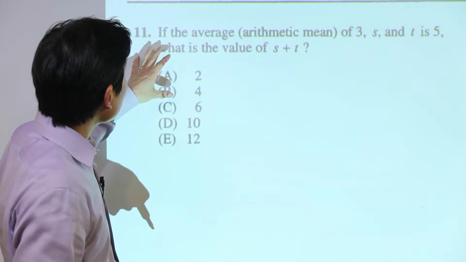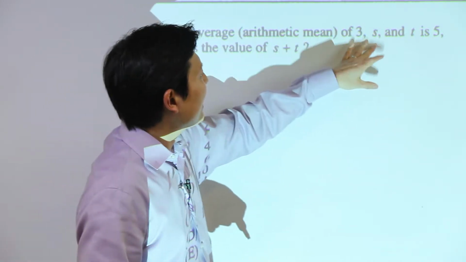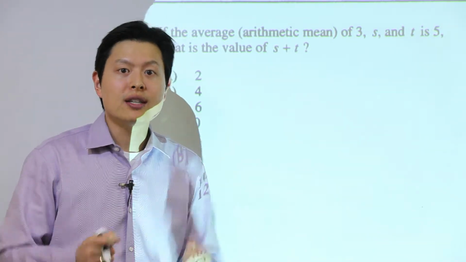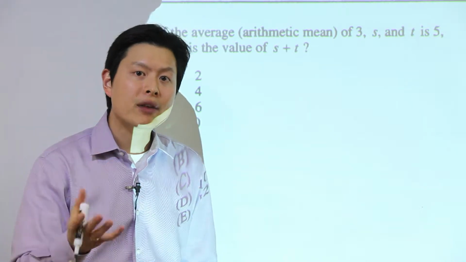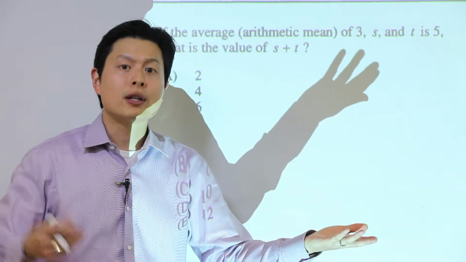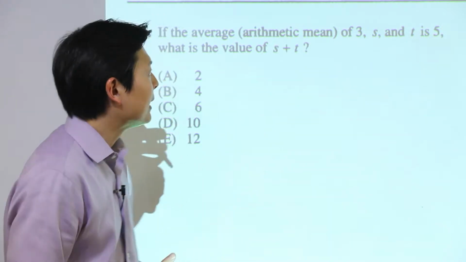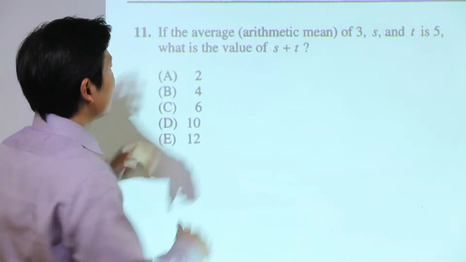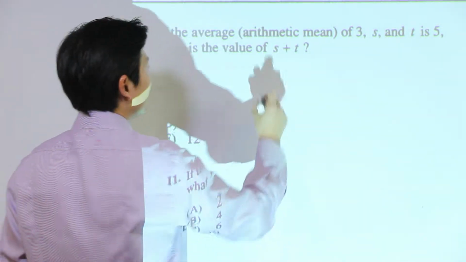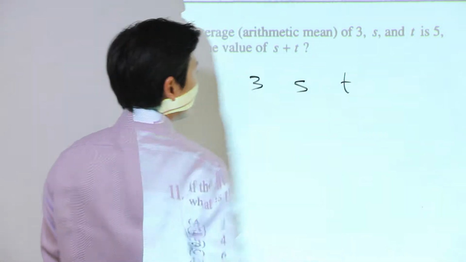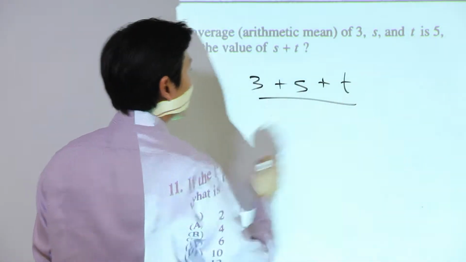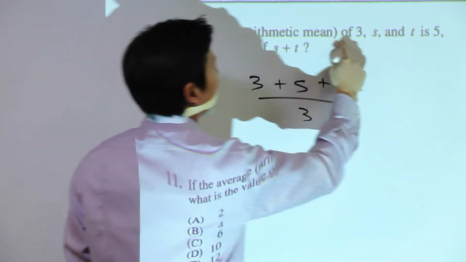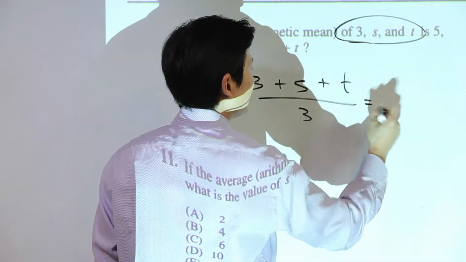So in this one, we have the average of 3, S, and T. Whenever they ask you about an average, what's the first thing that you do? The first thing you do is add everything up, right? Whenever you're trying to find the average, you add everything up, and then you divide by what? The number of items that you have, and that gives you your average. So since they're talking about average, let's see if we can do that. They want the average of 3, S, and T. And how do you get the average? You add them up and you divide by the number of items you have, which is 3. Now they say that the average of these guys is 5. So (3 + S + T)/3 is equal to 5.